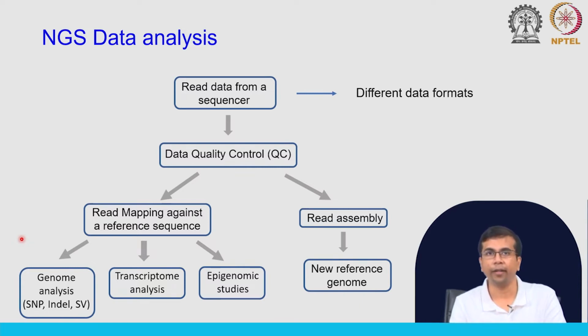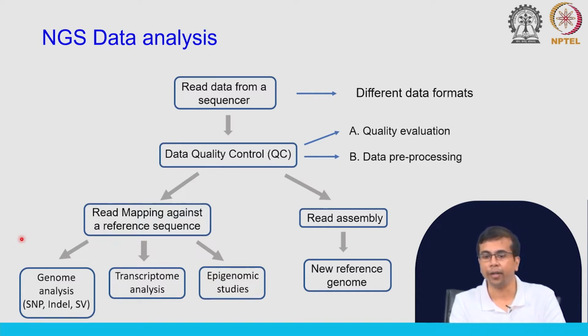Once we have the read data, the first step is the data quality control or QC, and we have talked about two steps in this process. The first is quality evaluation. We use a tool to actually evaluate the quality of the data, based on which we make certain decisions. The second part that we have talked about is data pre-processing. Again, this comes from the quality evaluation part.